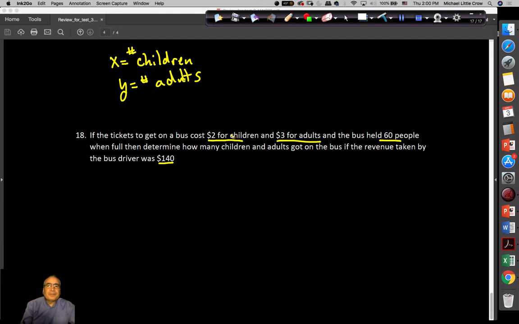There we go. First of all, we know that the bus will hold 60 people. They will be either children or adults. So the number of children plus the number of adults is equal to 60. Each child will pay $2, each adult will pay $3, and the total cost is $140.